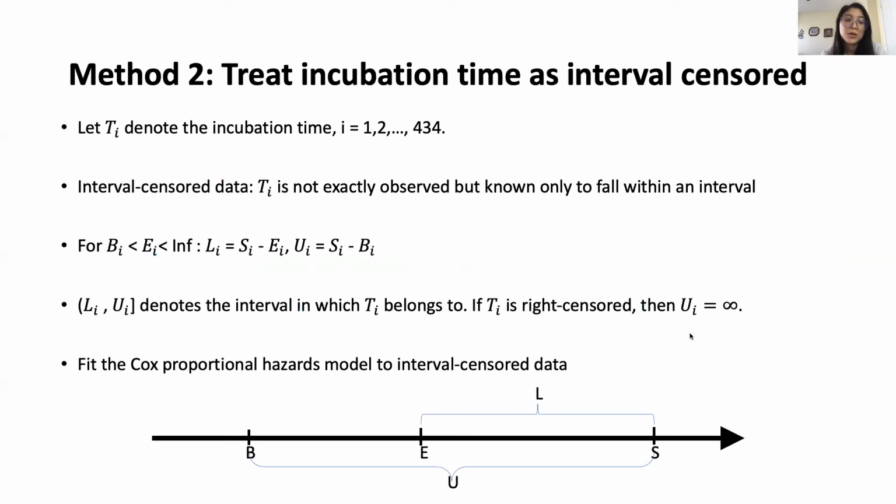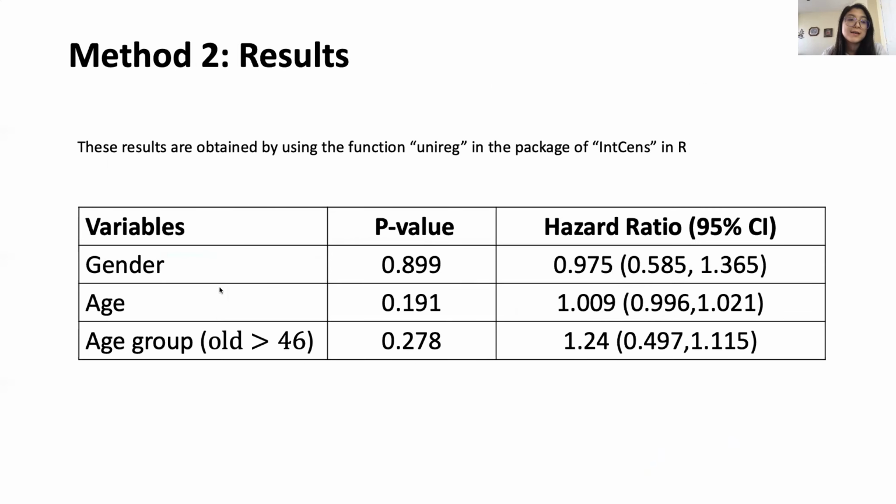One more time, we will fit the Cox proportional hazards model to the interval censored data, like in method 1. And the results are obtained by using the function ic_sp in the package icenReg in R. Neither gender or age group is associated with incubation time of COVID-19, with p-values greater than 0.05.